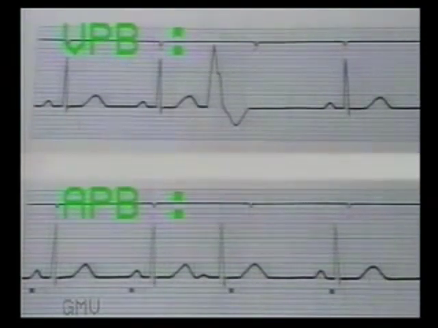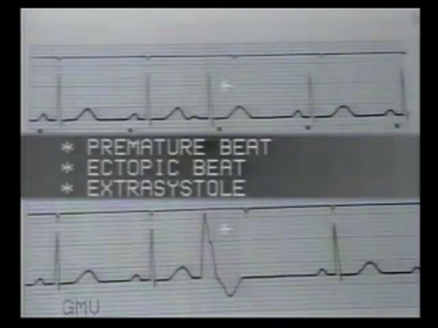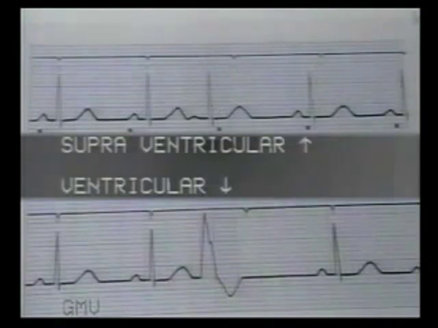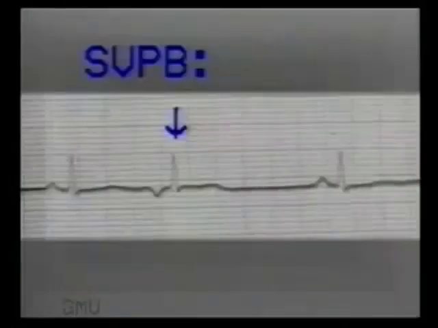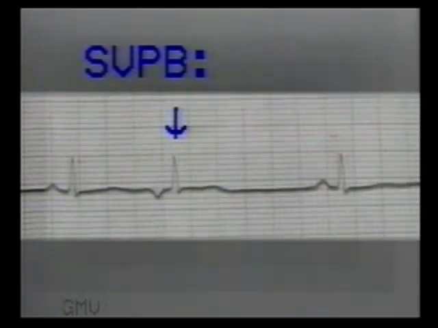The premature beat always arises outside the SA node, so it is also termed an ectopic beat or extrasystole. It may arise anywhere in the heart, the common sites being atria, AV node or ventricles. Depending on the site of origin, the premature beat is termed supraventricular or ventricular. The atrial and nodal premature beats are termed supraventricular premature beats.